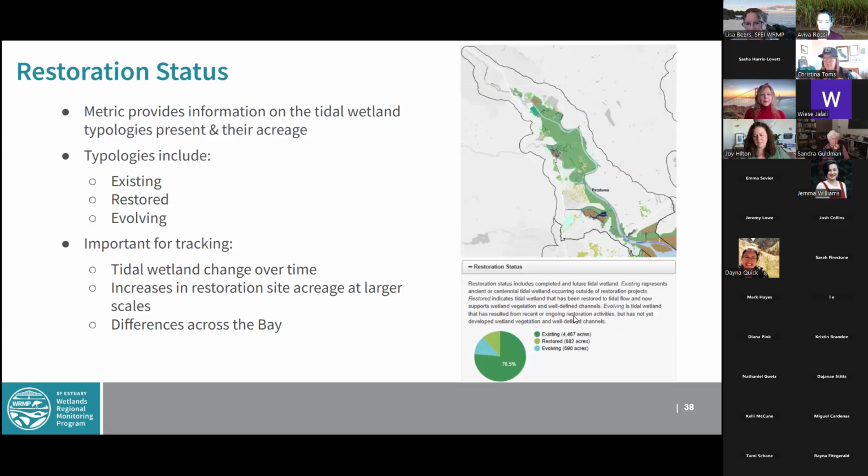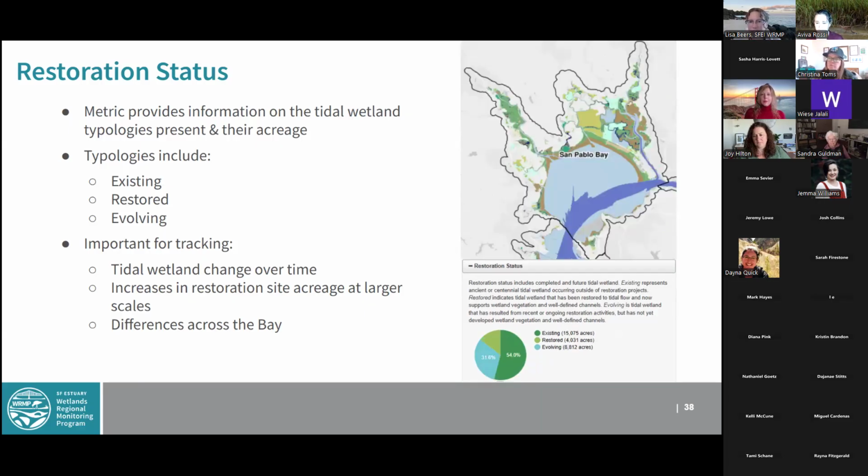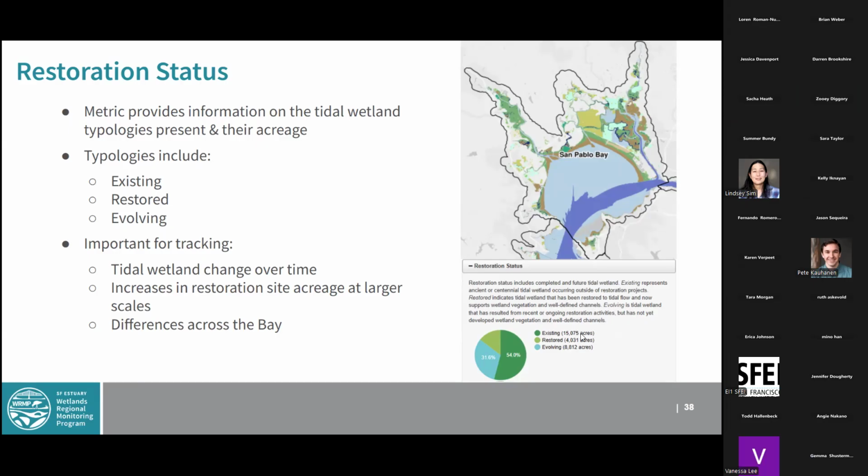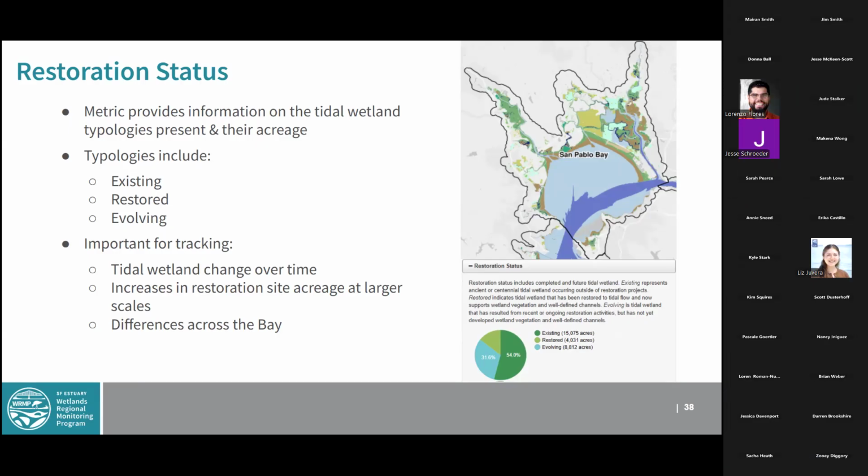As you scale up to the OLU, you see the majority of this OLU is existing tidal wetlands, but there's also about a quarter of them that have been restored. And then looking at the subembayment level, about 50% of this huge embayment is comprised of existing marshes, but then you can also see that there's another approximately 50% that have been restored. And again, there's the acreages associated with each.